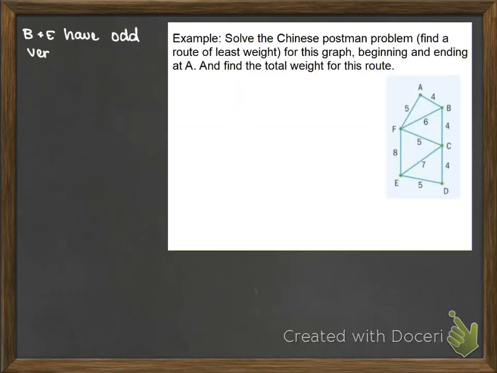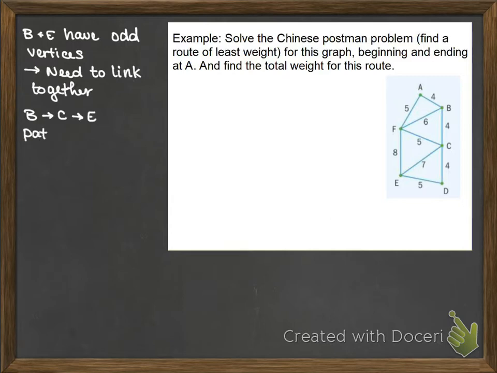So here is our first example. We want to solve our Chinese Postman problem. The first thing we need to do is find our odd vertices. If we look at A, A goes to B and A goes to F. That is two edges, that is even. So we're looking at ones that have odd edges, and that would be B and E.